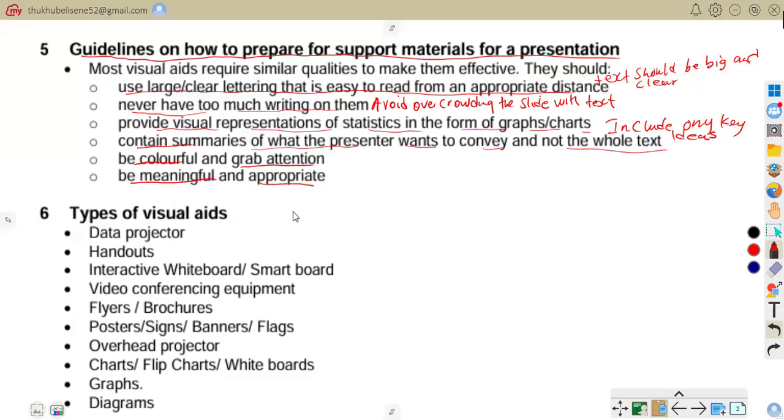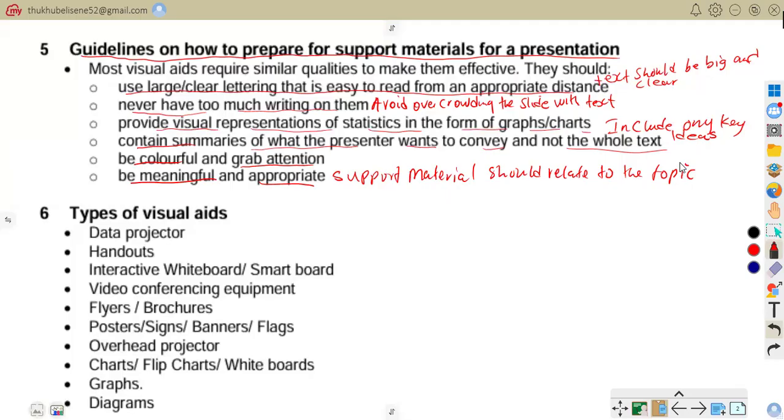Be meaningful and appropriate. This means the support material should relate to the topic, and help the audience understand the presentation. So that is that.